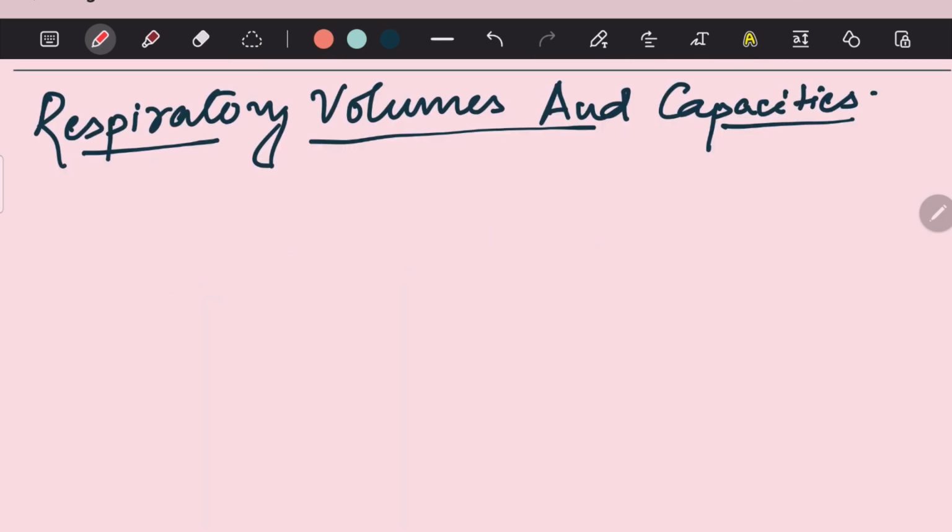These are the volumes of some air inspired or air expired. Mostly it determines the different capacities of the lungs. There is one simple formula which you should remember, that capacities are nothing but some addition of volumes. Different volumes add up to form different capacities.